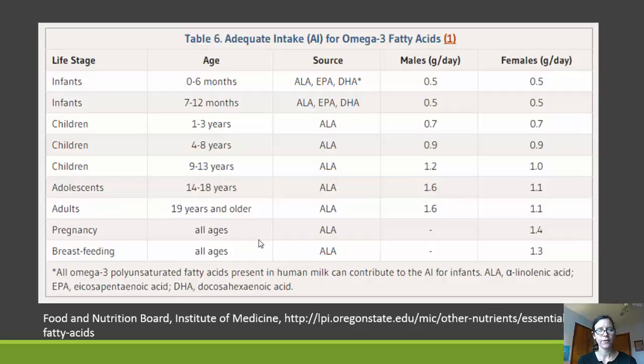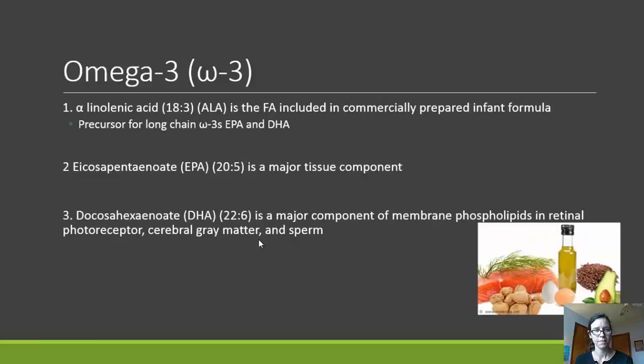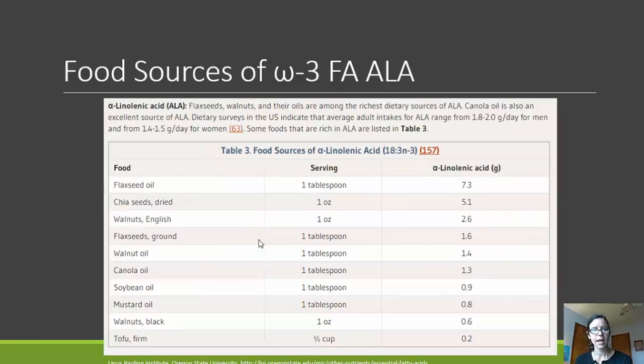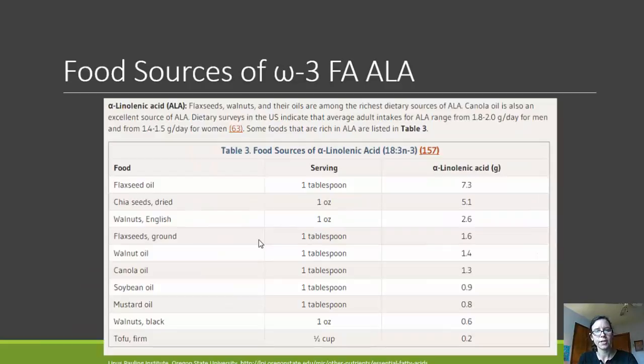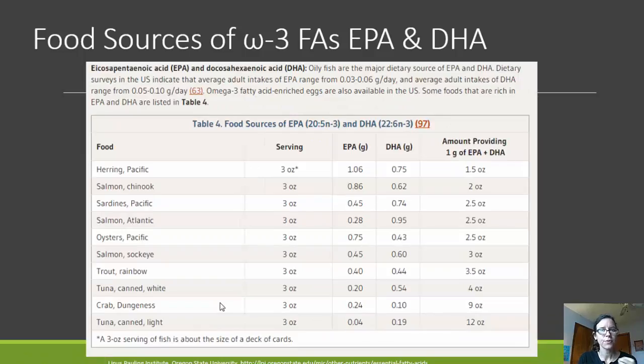And here are the adequate intake levels for omega 3s for the different groups. And here are our food sources of ALA. I'm sorry, the previous slide was for all omega-3 fatty acids, but this is food sources just for ALA. So we can see we have some oils, seeds, bean oils. And then here are food sources for EPA and DHA. As we all know, these are in high quantity in different kinds of fish, and one that's not on here is human milk. We also have EPA and DHA in human milk.